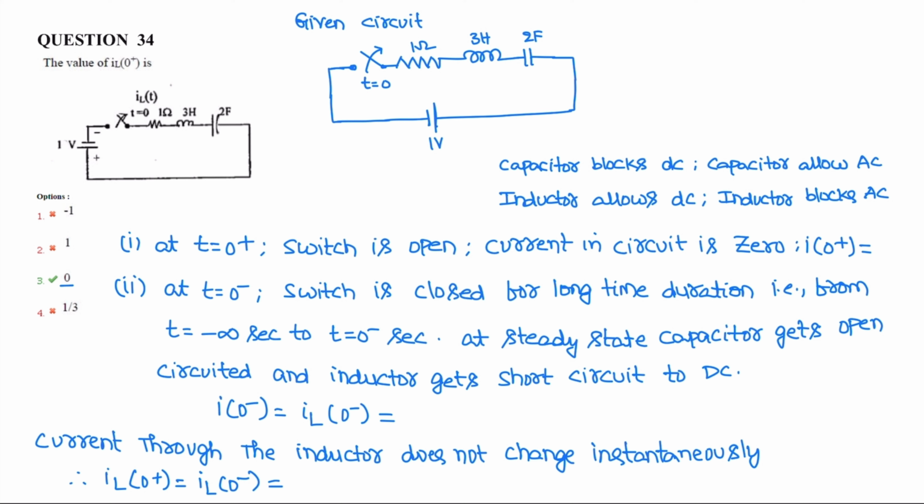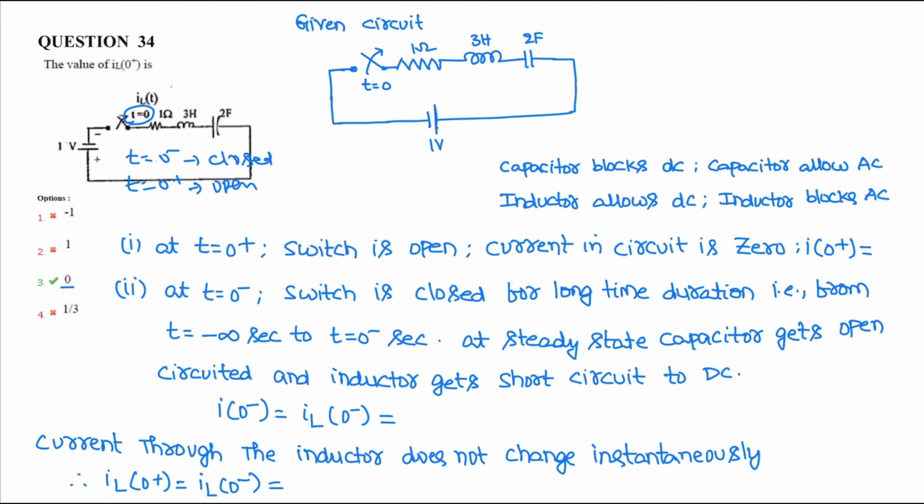Next question. The value of current through the inductor at t is equal to 0 plus is. So we know that in the given circuit, the switch is opened at t is equal to 0. At t is equal to 0 minus switch is closed, at t is equal to 0 plus switch is open. Also, the circuit consists of inductor and capacitor. So the capacitor blocks DC, allows AC. Inductor allows DC, blocks AC. Supply voltage is DC voltage. So 1 volt DC source is given.